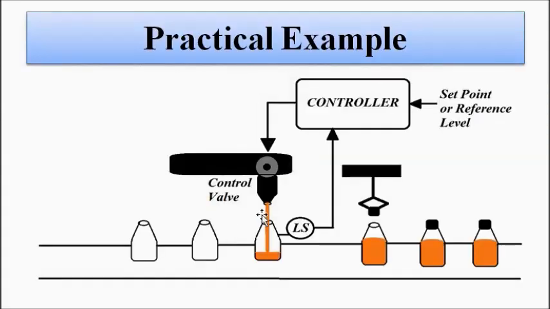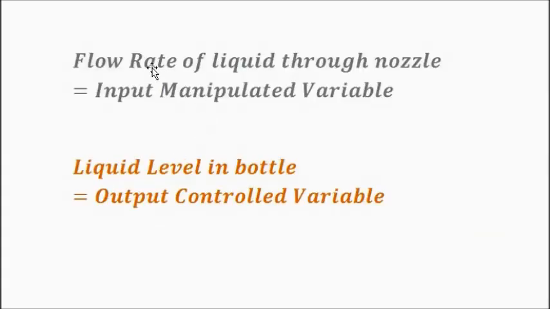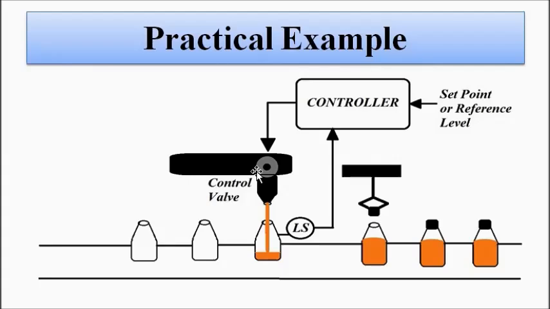How are we controlling the level of orange juice in the bottle? With the help of this control valve regulating the flow rate of the juice. The variable through which we are controlling the output, that is the level of juice in the bottle, is the manipulated variable. So the manipulated variable in this case is the flow rate of the juice, which is controlled using the control valve. That is the flow rate, the input manipulated variable. Here the control valve is the actuator.